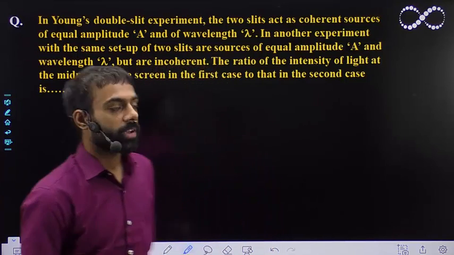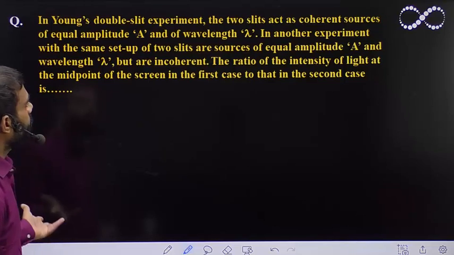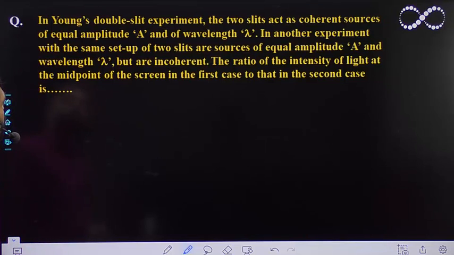Hello students, let's look at a question. In Young's double slit experiment, two slits act as coherent sources of equal amplitude A and wavelength lambda. In another experiment with the same setup, the two slits are sources of equal amplitude and the same wavelength, but are incoherent.